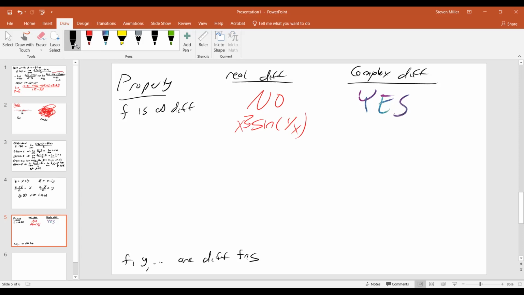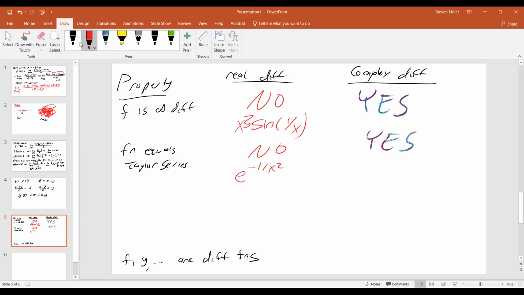So the next property, function equals the Taylor series. Is that true or false for real valued functions? False. So that's a no. And complex? Yeah. At this point, you should be able to figure out what the answers are. So for example, if I give you the function e to the negative 1 over x squared, all of the derivatives of this function at 0 are 0. This is a great application of L'Hopital's rule.